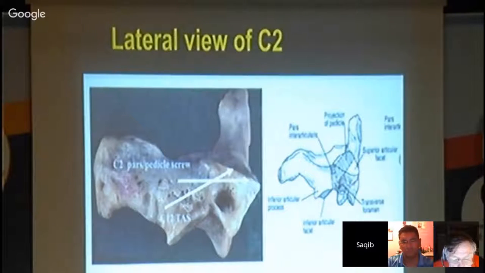Anyway, so this is a projection of the pedicle. So the pedicle, if we're going to come in like that, but when we're going for transarticular, obviously our projection is going to be going up like that.